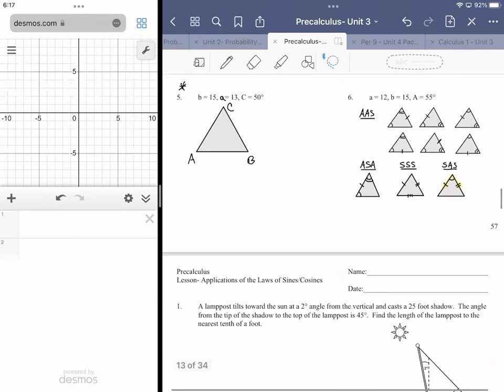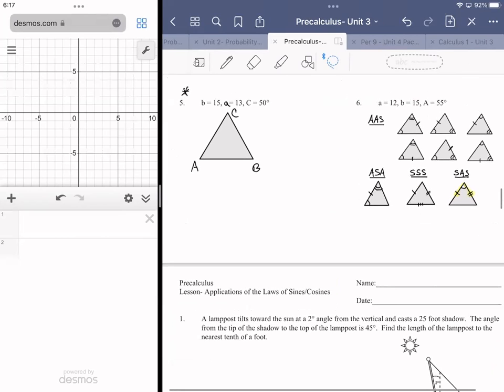This went off the rails pretty quickly and easily. All right, so let's say you have this arrangement of values. Side B is 15. Side A is 13. And the angle included between the two is 50 degrees. This follows the format of SAS because what I know is a side.